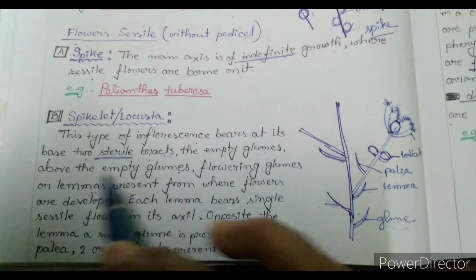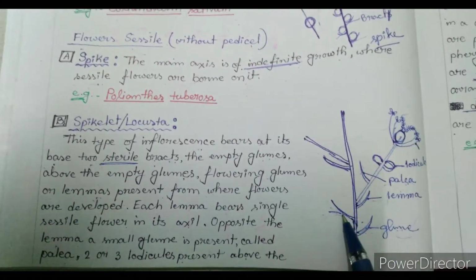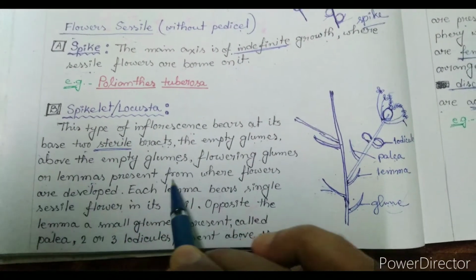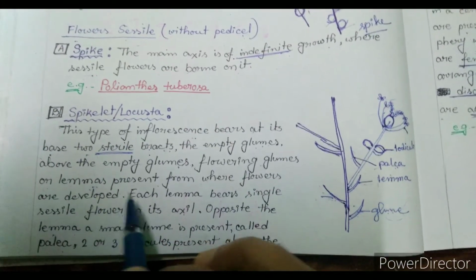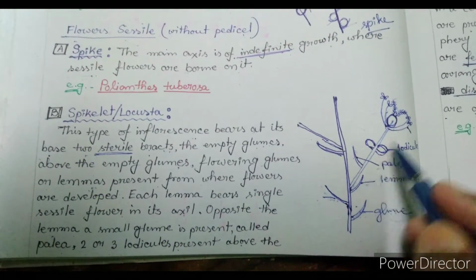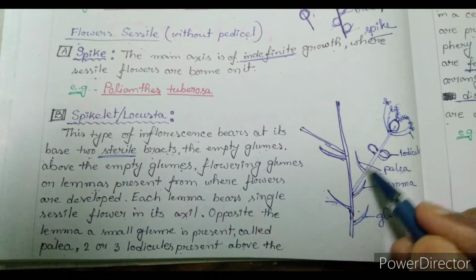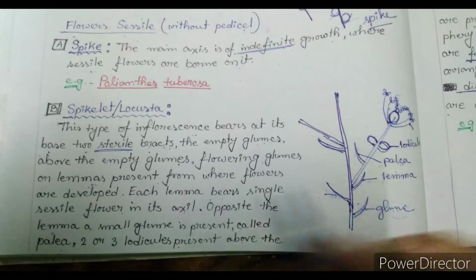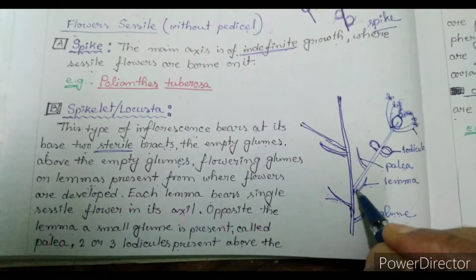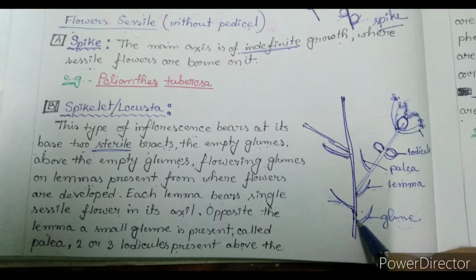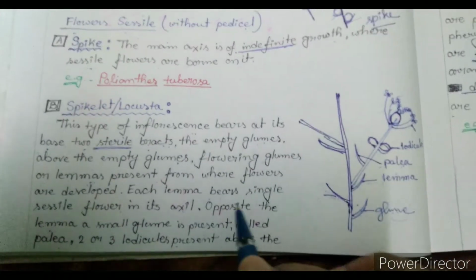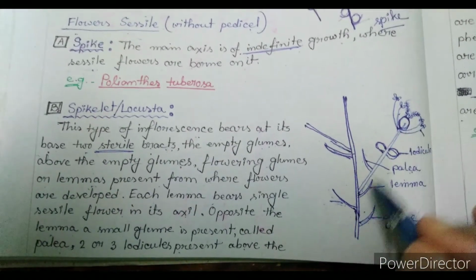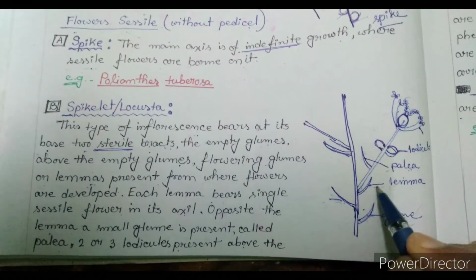And now next, above the empty glume, there is the flowering glume or lemma, from where the flowers are developed. So this is called the lemma, and from here the flowers are developed. Each lemma bears a single sessile flower in the axil. So we know this is the axil point. Each lemma, meaning each bract which is bearing a single flower, is called a lemma.